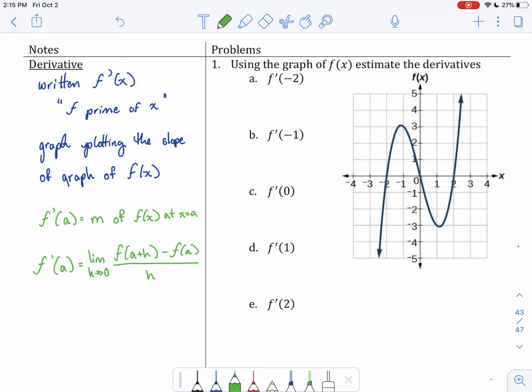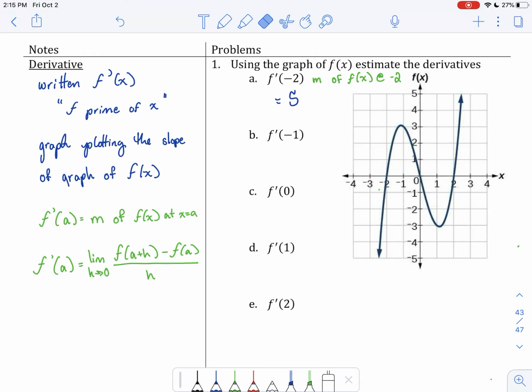So, using the graph of f of x, estimate the derivatives. So this says f prime of -2. So as a reminder, that means what is the slope of f of x at -2? That's all that's asking. So we look at -2 here. We can sketch in a basic tangent line. It's pretty steep. And we can estimate the slope. And in this case, I would estimate the slope as over 1, maybe up 5. So I'm going to say this is a positive 5 slope, which means f prime of -2 would be 5.